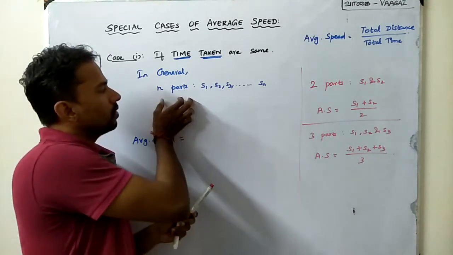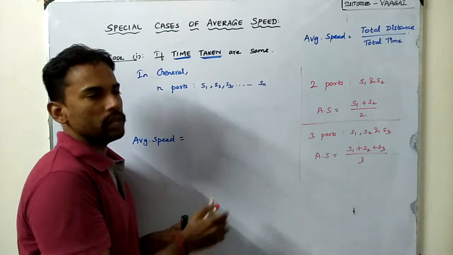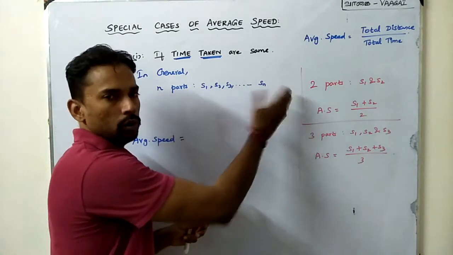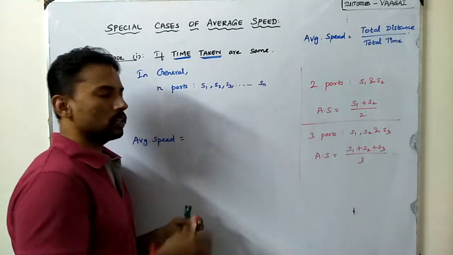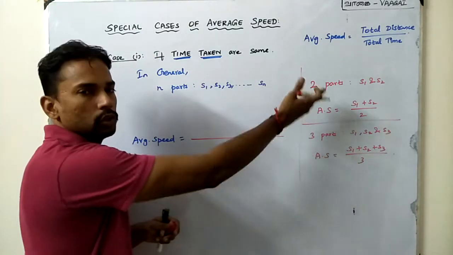Now, by viewing this, we can try to generalize what the average speed will be if we have n parts. That is, we have our travel in n parts and the speed in each case is given to be S1, S2, S3 up to Sn. In this case, what will be the average speed? We can easily tell the answer by viewing those 2 cases.